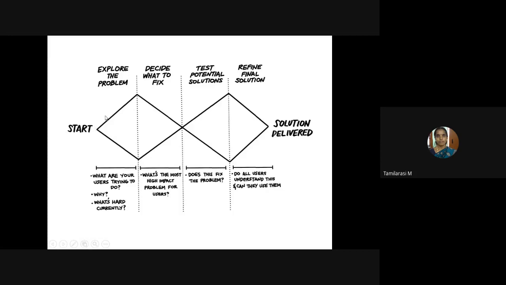So that is the divergent. Divergent means you get whatever ideas and possible problems are available. Then it goes to the convergent part. Convergent part means you have to define the specific problem that you want to solve.